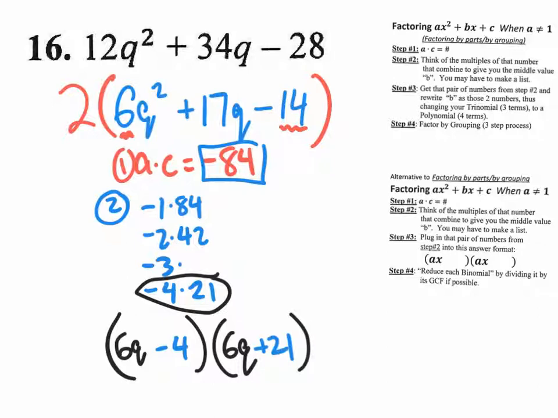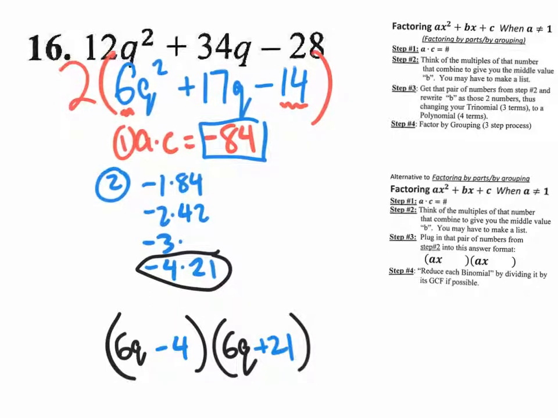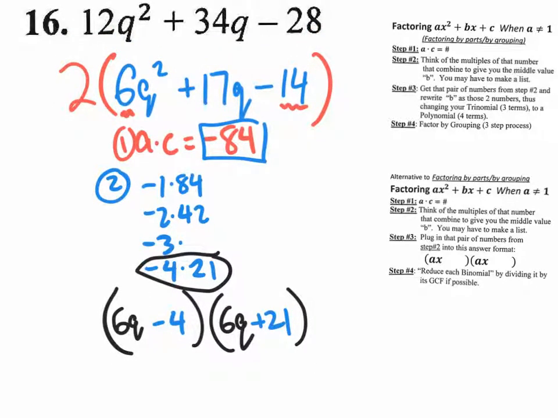Now the final step, step 4 on our magical shortcut method, is to reduce each binomial by dividing it by its GCF if possible. So right here, 6 and 4, they're both divisible by 2. So our answer is going to be 6 divided by 2 is 3 with the q. Divided by 2 is 2. And over here, the 6q and the 21, I could reduce both by 3. So 6 divided by 3 is 2 with the q. 21 divided by 3 is plus 7.